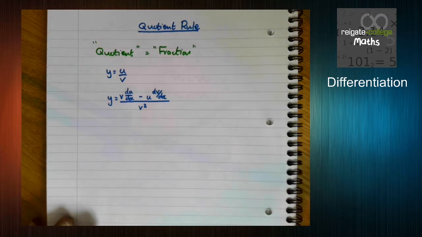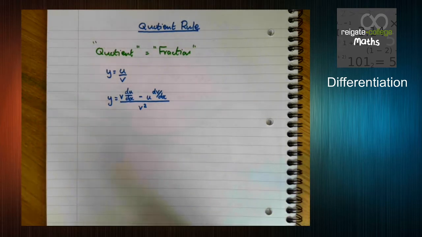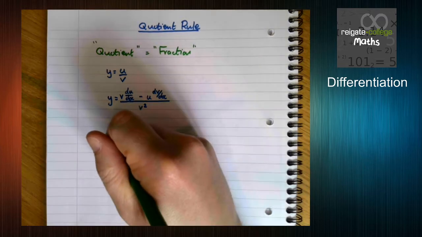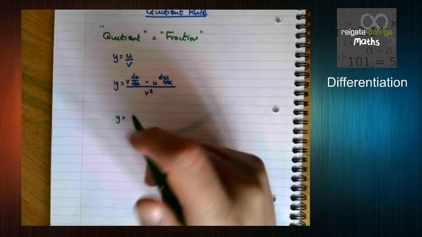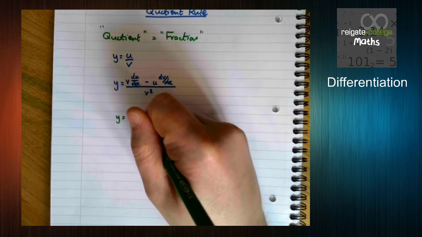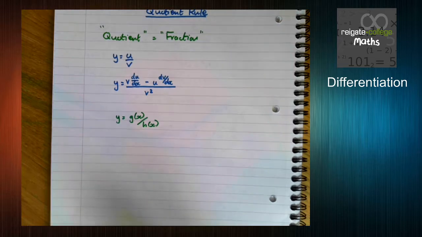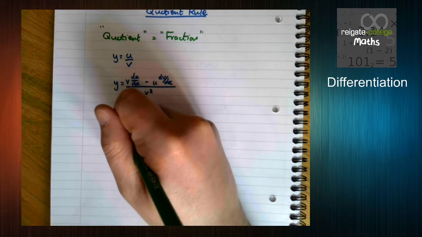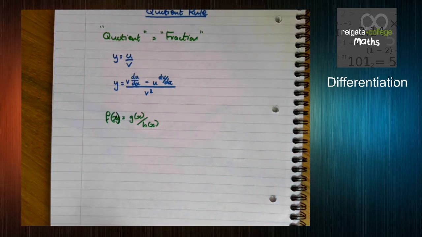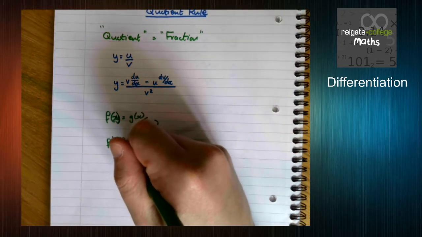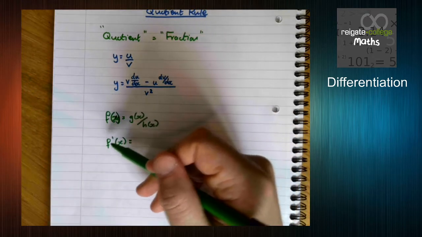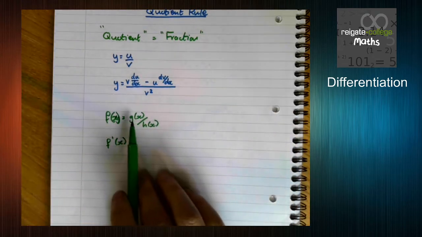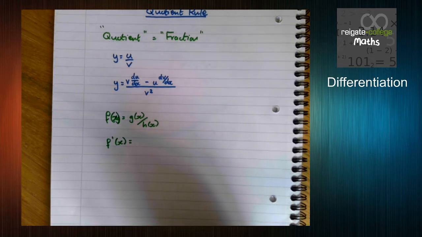This is not a particularly nice formula to remember, so conveniently they've put it in the formula book. Inconveniently, it's not in a particularly nice form. The formula book uses function notation. So it says if y equals g of x over h of x, or actually it says f of x. If f of x is g of x over h of x, then f dashed of x. Remember, the derivative of f is f dashed, so we can write the derivative of g and h as g dash and h dash respectively.